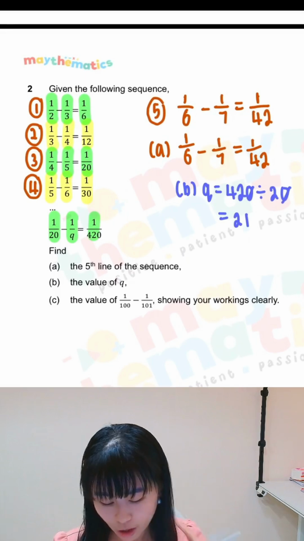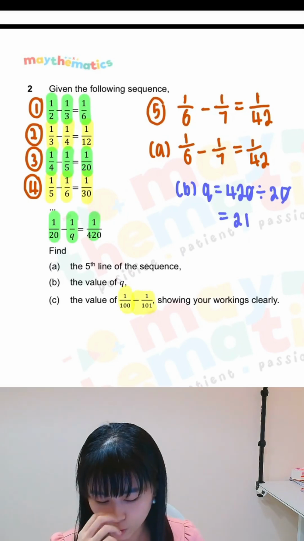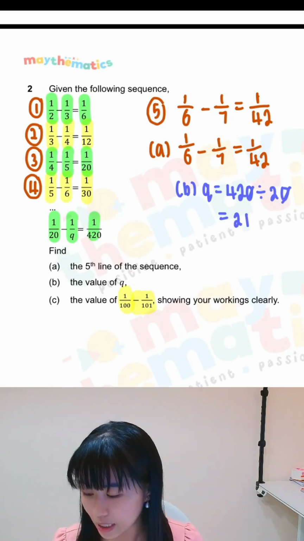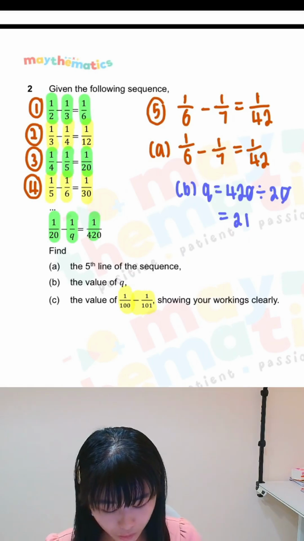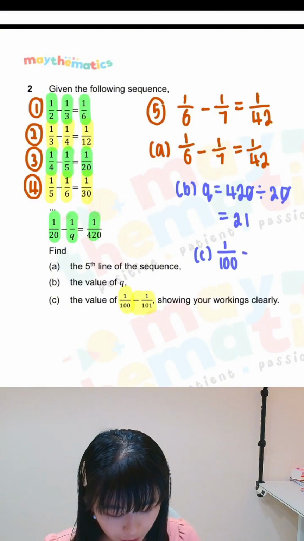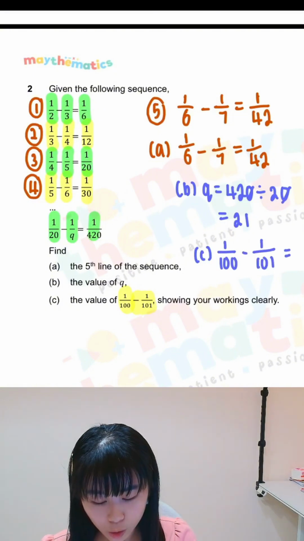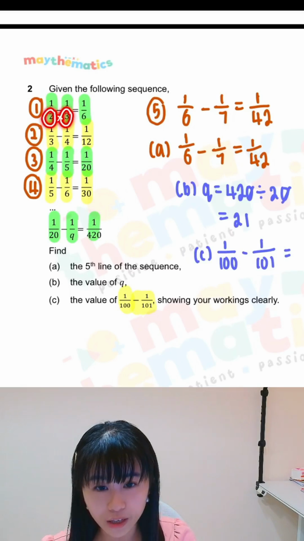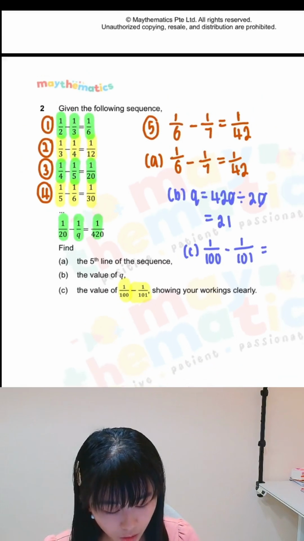Now C. Find the value of 1 over 100 minus 1 over 101, showing your workings clearly. So now part C. 1 over 100 minus 1 over 101. Following the pattern. Just now you all tell me, right? 2 times 3 give you this number. 3 times 4 give you this number.